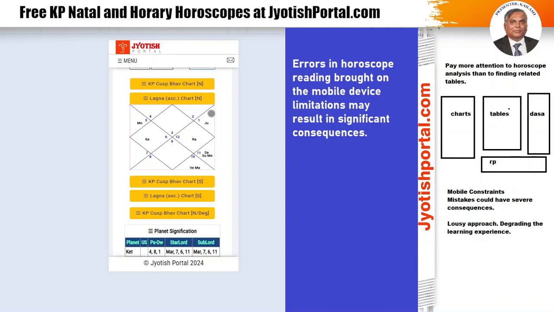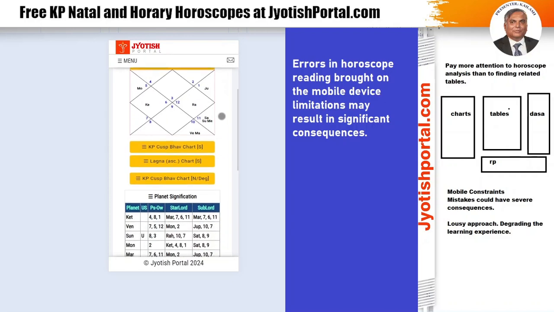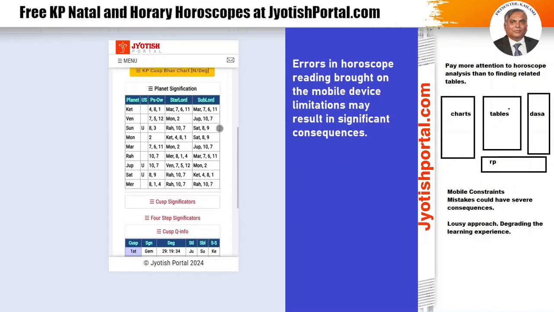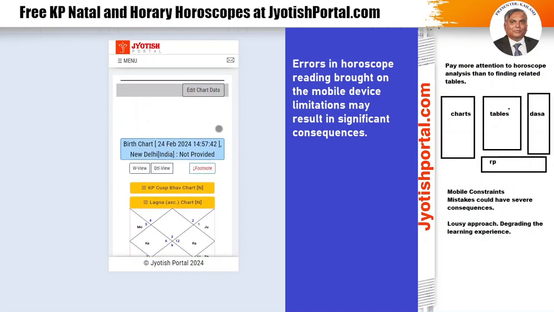But if you are doing Krishnamurti Paddhati, or even in Parashari astrology, if you are doing a Shodashvarga reading, then you need to have a lot of information handy at your disposal. Otherwise, you will be just scrolling back and forth the way I am doing it. Right? You will scroll back and forth, and in the process, you are going to make some mistakes. And especially when you are offering some kind of reading to someone, you have to be serious. You have to be professional.